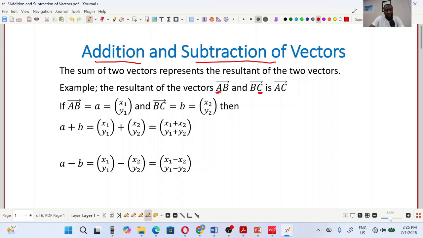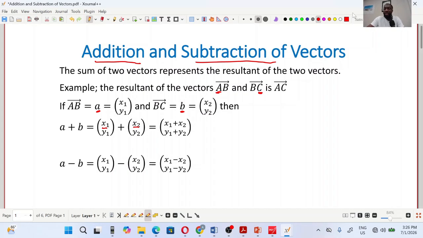So for instance, if vector AB is equal to a small letter a equal to (x1, y1), and vector BC is equal to b, which is also equal to (x2, y2), then if I want to add them, a plus b is going to be x1 plus x2, and then you add y1 plus y2. And the same way, if I'm subtracting a minus b, just like vector AB minus vector BC, we're just going to subtract x2 from x1. So that's why we have x1 minus x2, y1 minus y2.